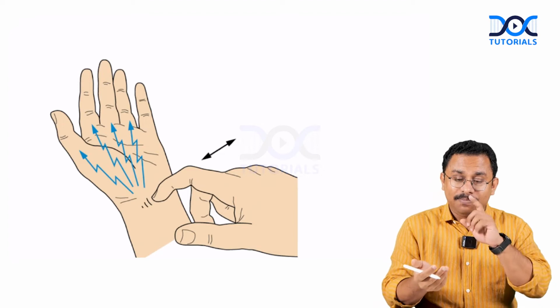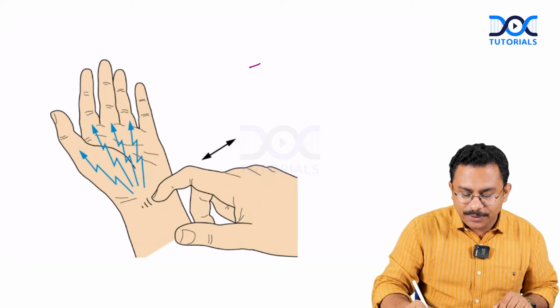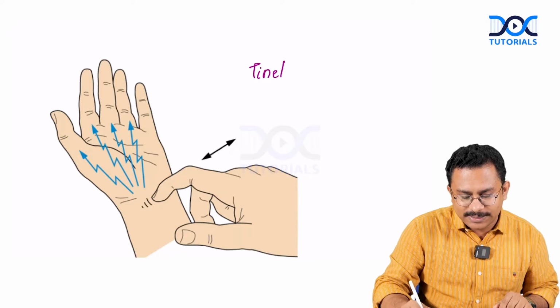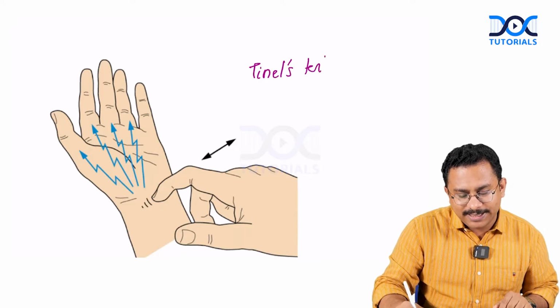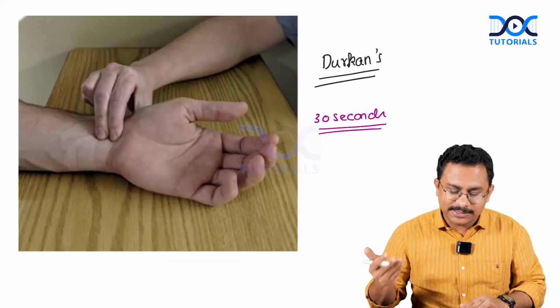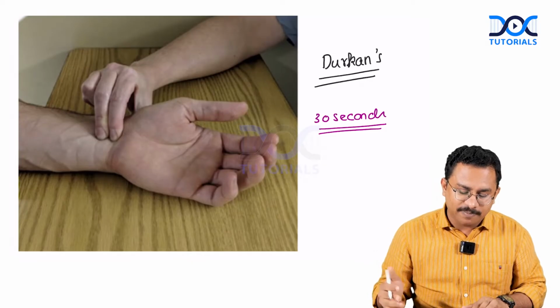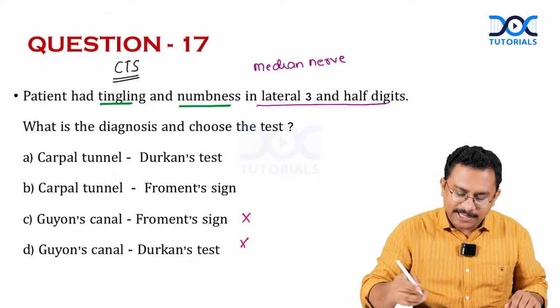Another test is tapping or percussion over the median nerve, which will produce similar symptoms, which is called the Tinel's test. So all these, the Fallon's maneuver, reverse Fallon's, the Durkan's test, the Tinel's test, are provocative maneuvers for carpal tunnel syndrome.